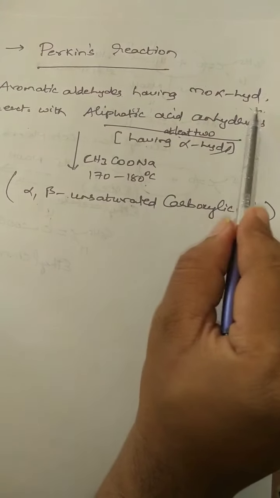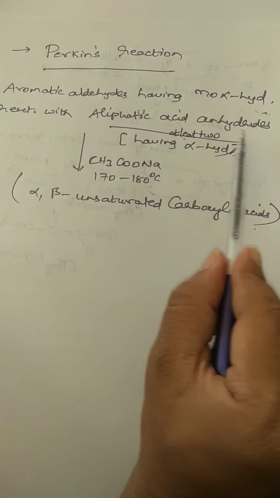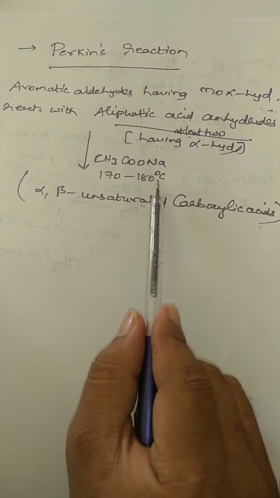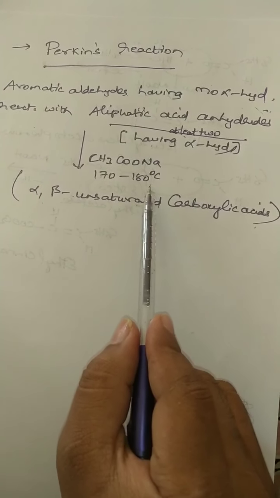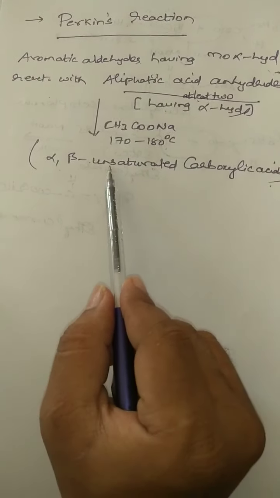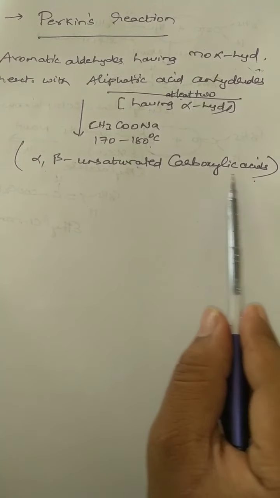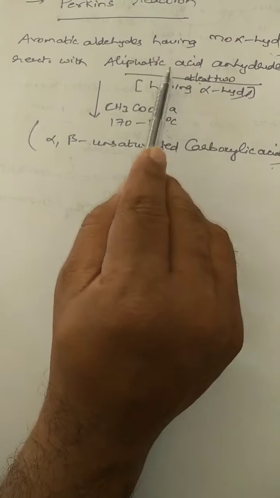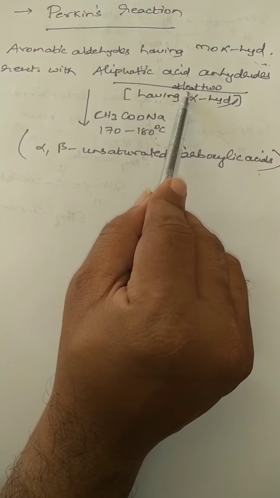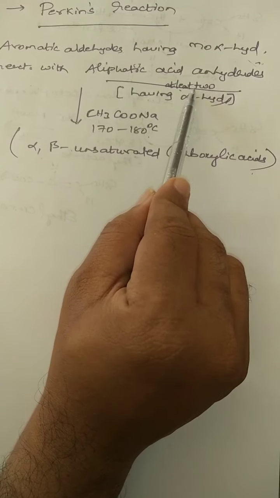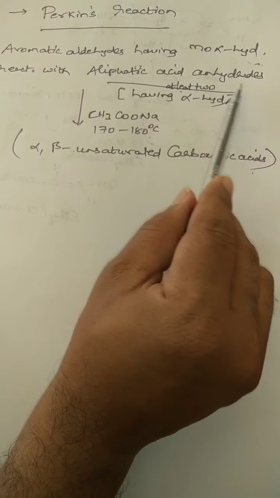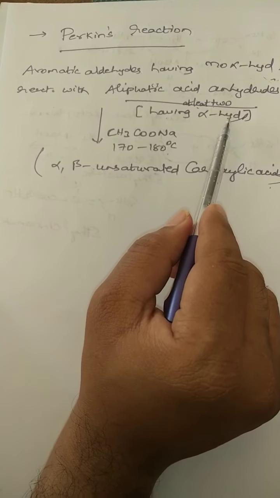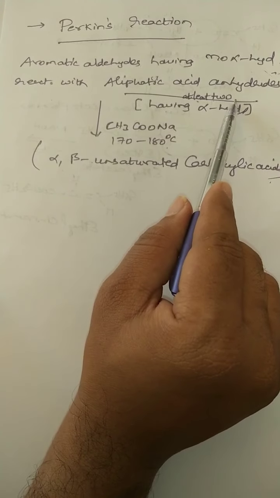Aromatic aldehydes having no alpha hydrogens react with aliphatic acid anhydrides having at least 2 alpha hydrogen atoms in the presence of sodium acetate at 170 to 180 degrees Celsius. The final product is alpha, beta unsaturated carboxylic acids. What you have to remember is that the aliphatic acid anhydride should always carry at least 2 alpha hydrogens, which must be present.